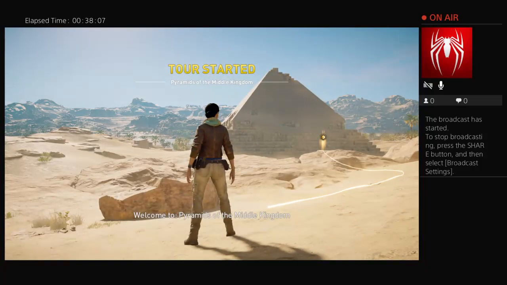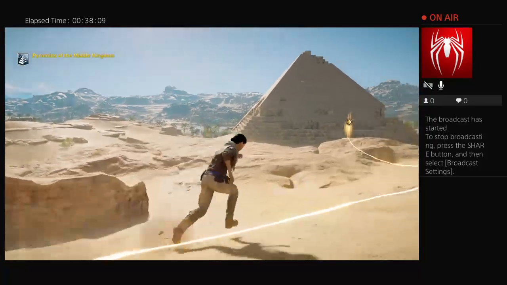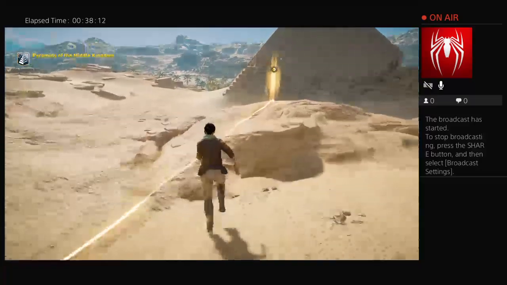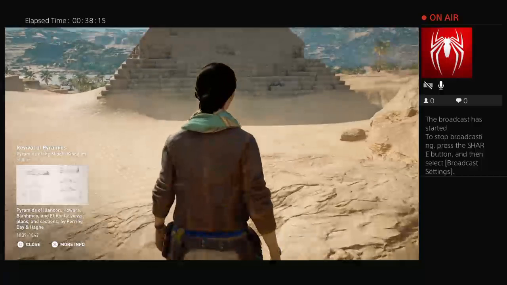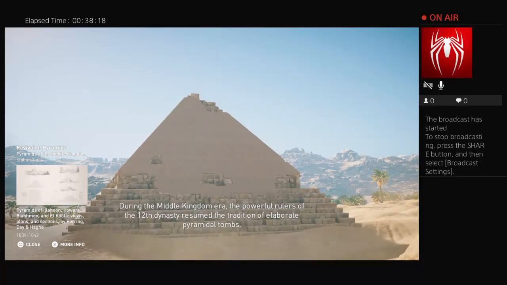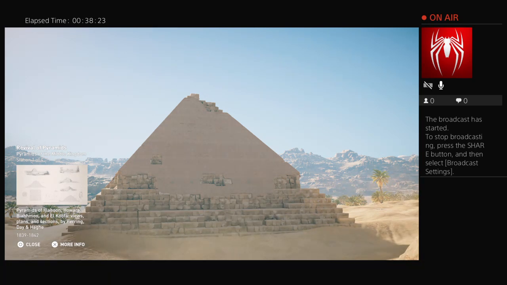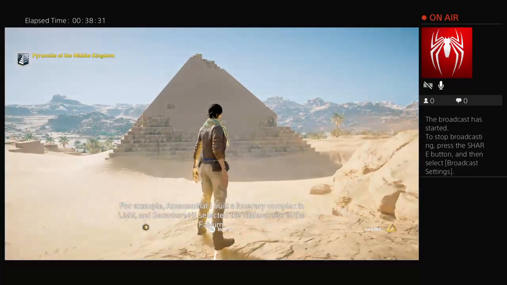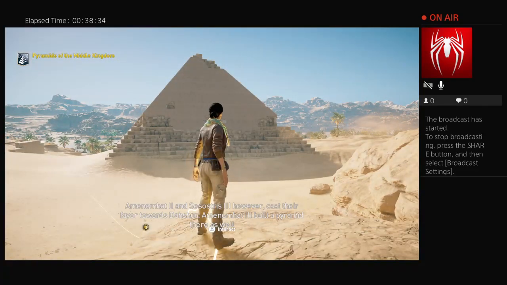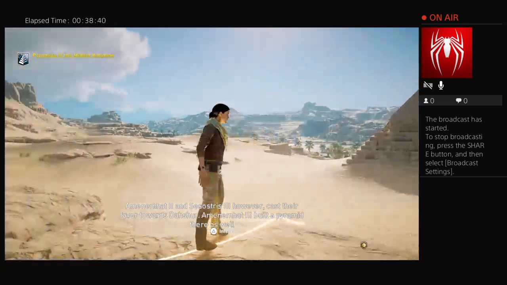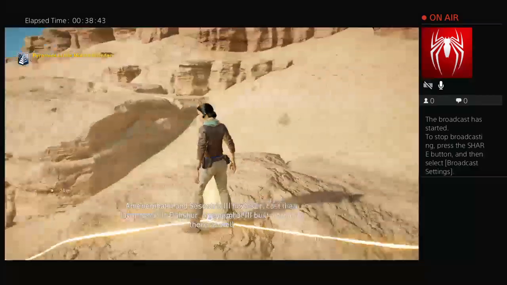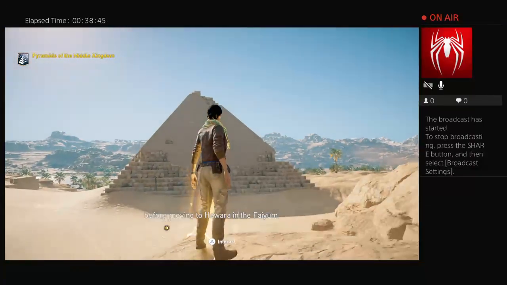Welcome to Pyramids of the Middle Kingdom. During the Middle Kingdom era, the powerful rulers of the 12th dynasty resumed the tradition of elaborate pyramidal tombs. For example, Amenemhat I built a funerary complex in Lisht, and Senusret II selected the Elahun site in the Fayum. Amenemhat II and Sesostris III, however, cast their favor towards Dashur. Amenemhat III built a pyramid there as well before moving to Hawara in the Fayum.